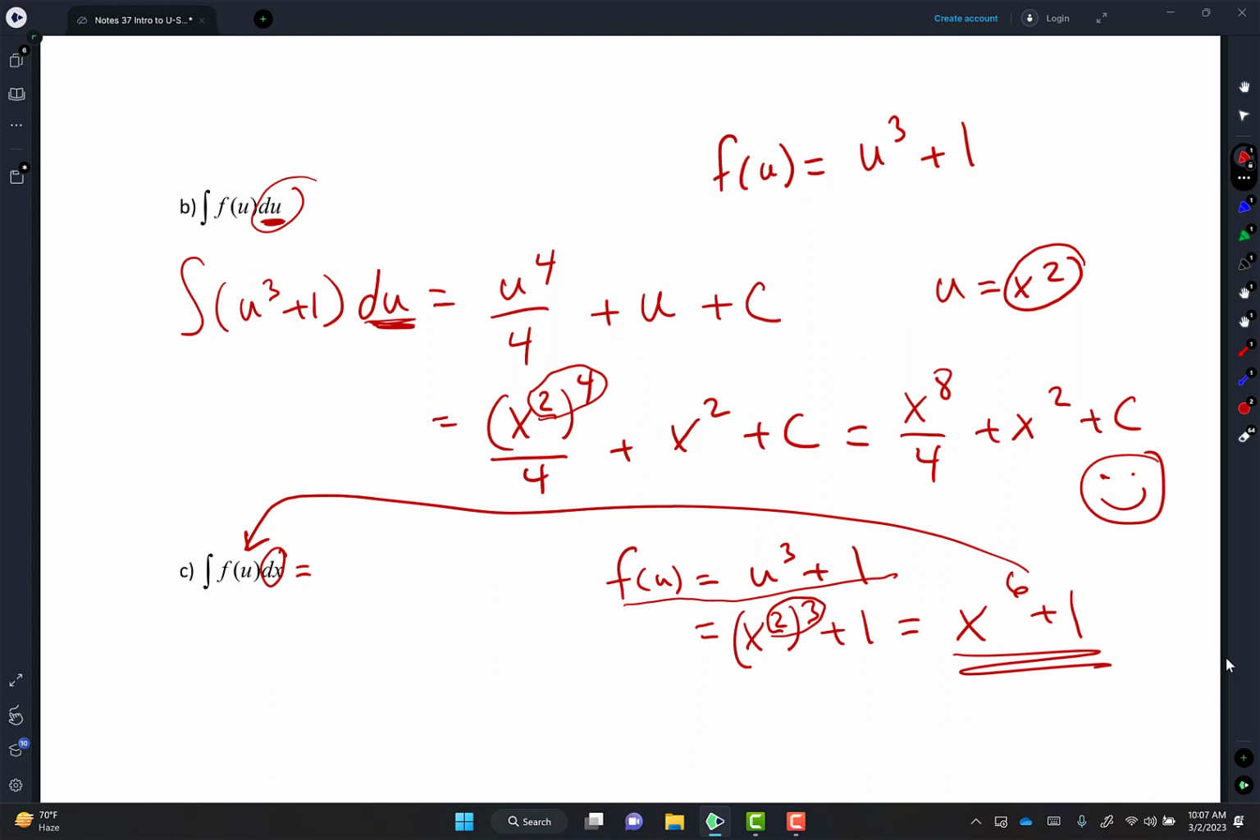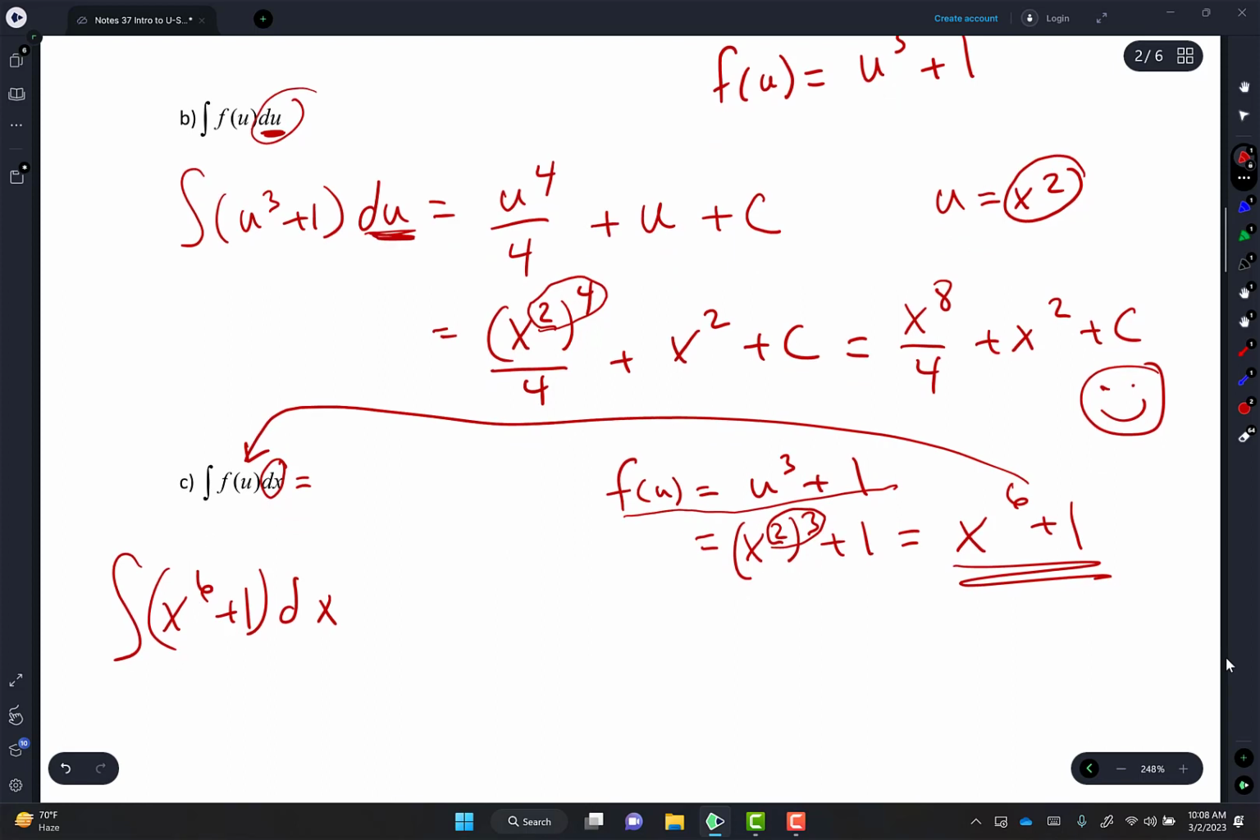Okay. Here we go. Integral of x to the 6 plus 1 dx. It's up to you if you want to put parentheses like that. That's fine. What's the antiderivative of x to the 6? X to the 7th over 7, or 1/7 x to the 7th, plus x plus c. Let's put an equal sign. There it is. Done.